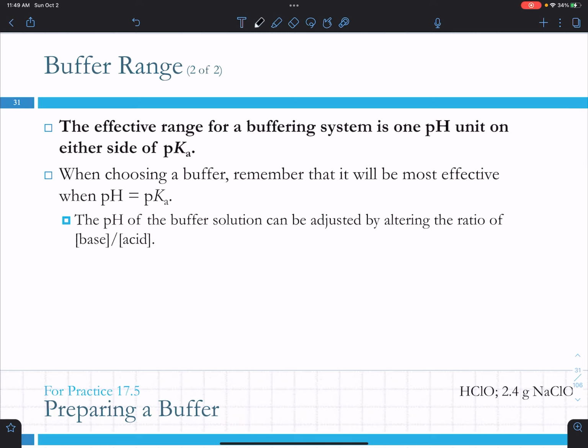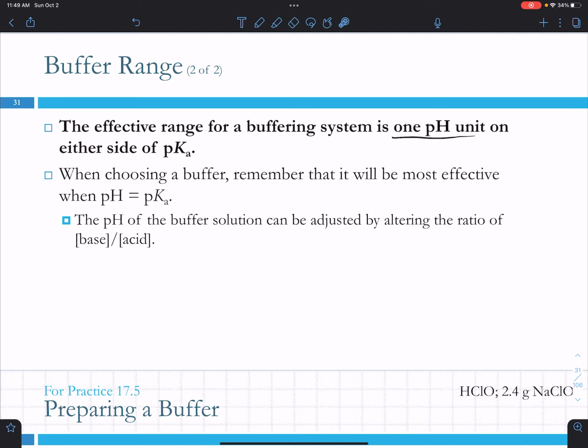All right, so just restated here, the effective range for a buffering system is 1 pH unit on either side of the pKa. So when you have to choose a buffer, and you're trying to choose a weak acid for that buffer, use this as a rule of thumb to guide your thinking.